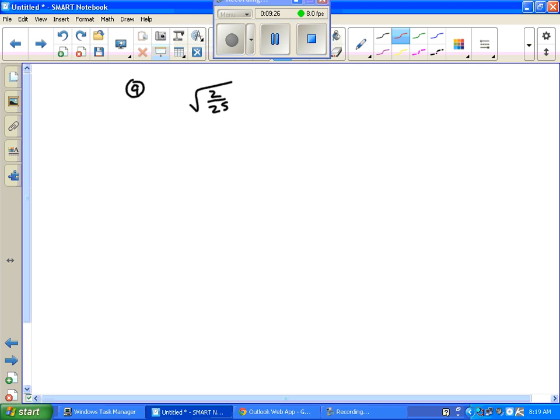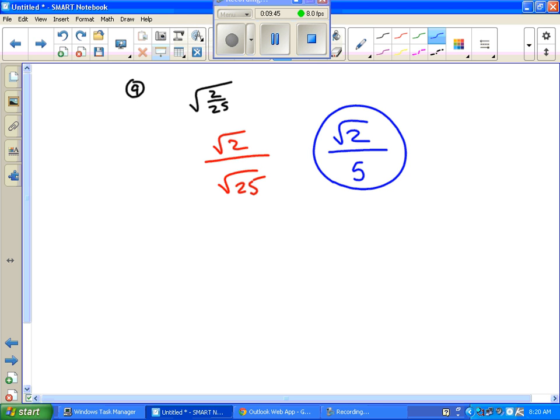This one says the square root of 2 over 25. Anytime you have a fraction under a radical like this, always separate it as the square root of 2 over the square root of 25. Now it says what times itself is 2. There is not a perfect square, so we'll leave it like that. But then it says what times itself is 25. 5. This is a simplified radical expression.